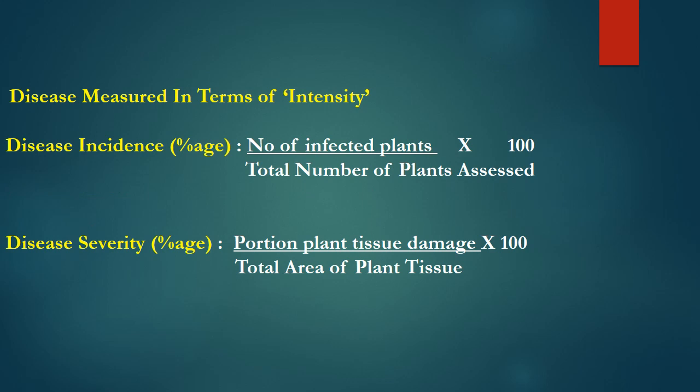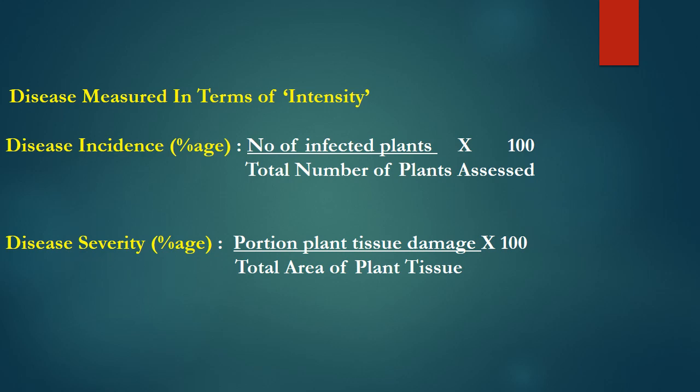Disease is measured in terms of intensity, and the intensity of the disease is measured by two parameters. One is known as disease incidence and the other is known as disease severity. Both are measured in terms of percentage.